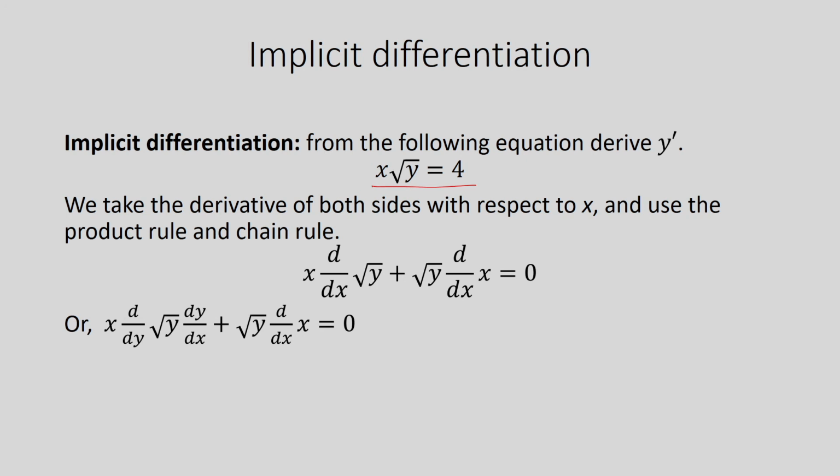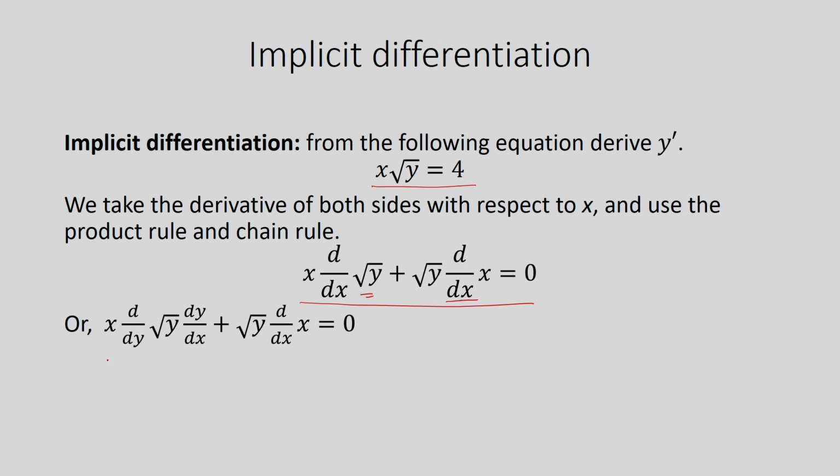So, what we do is that we take the derivative of both sides with respect to x and use the product rule and chain rule. So, if I take the derivative of both sides and I use the product rule first, the first function which is x, multiplied by d dx of the second function which is root over y, plus the second function root over y multiplied by the derivative of the first function which is dx dx. And on the right hand side you have the constant, and if you take the derivative of the constant it becomes 0.